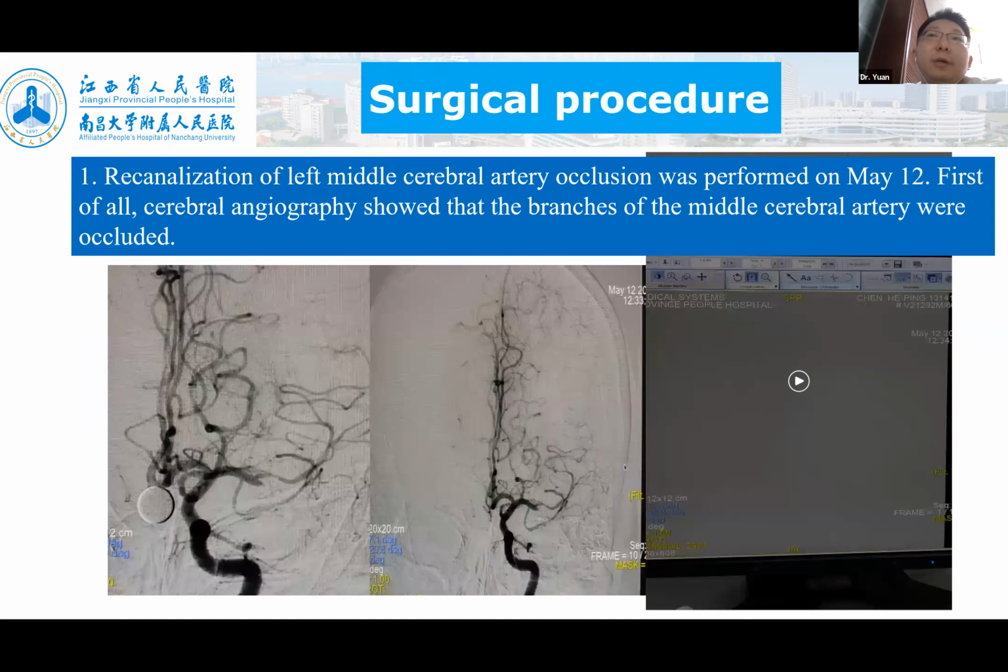Now let's see the surgical procedure. In the left picture, we can see the localization of the left middle cerebral artery was performed on May 12th. First of all, the cerebral angiography showed that the branches of the middle cerebral artery were occluded. Now let's see the video.